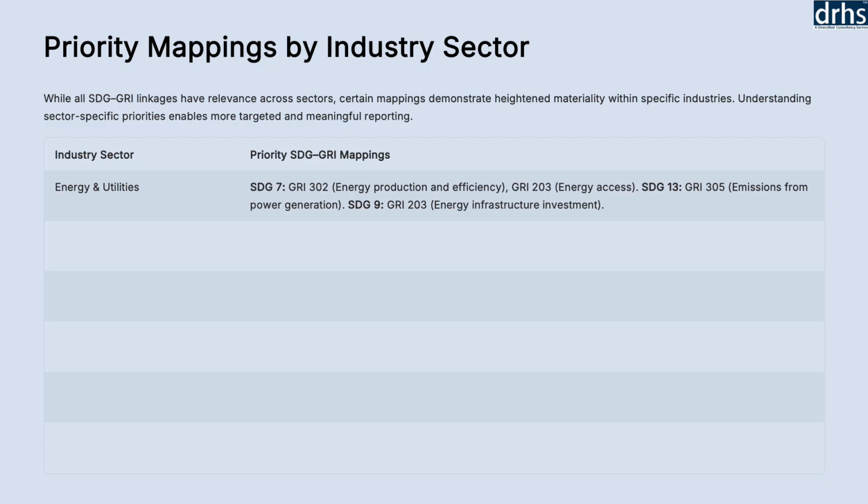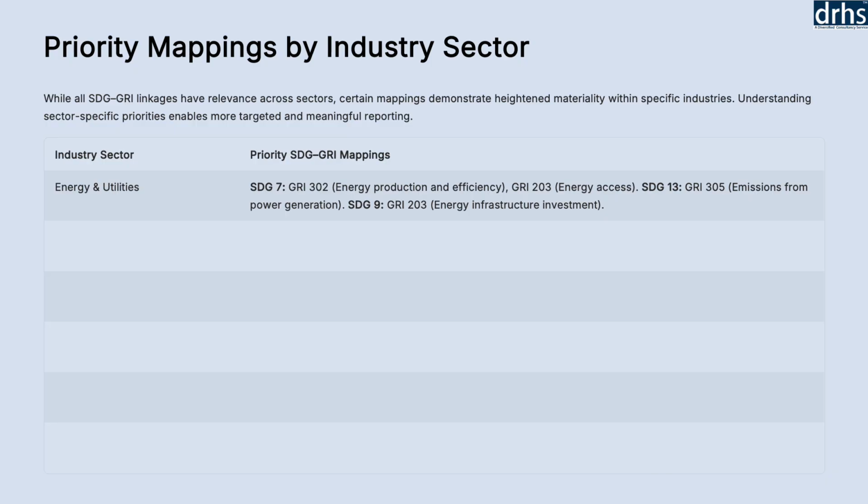The energy and utilities sector has high materiality for SDG 7, affordable and clean energy, and SDG 13, climate action, due to its central role in energy generation and emissions. Key priorities include emissions reduction, renewable energy transition, grid efficiency, and energy access.